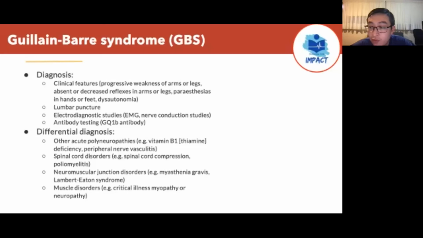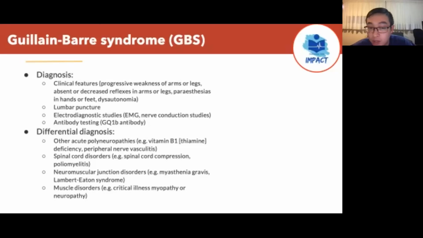So the first one is not an EEG, lumbar puncture. Yeah. And the second one is an EMG or nerve conduction studies. So I'll talk about why lumbar puncture first.